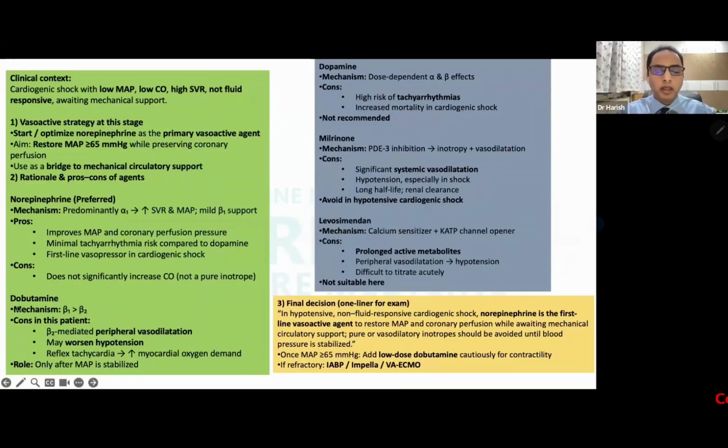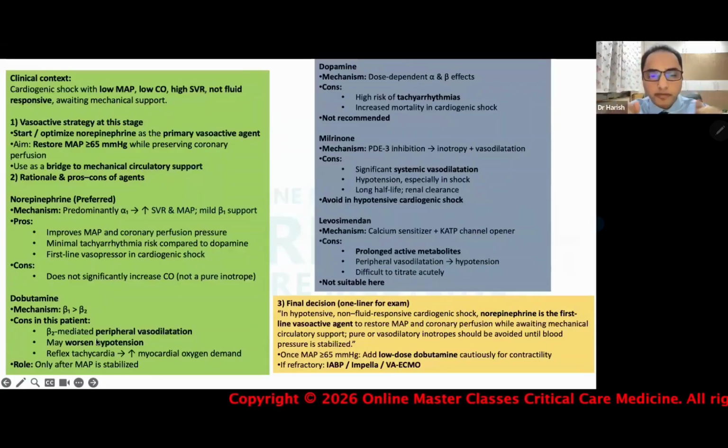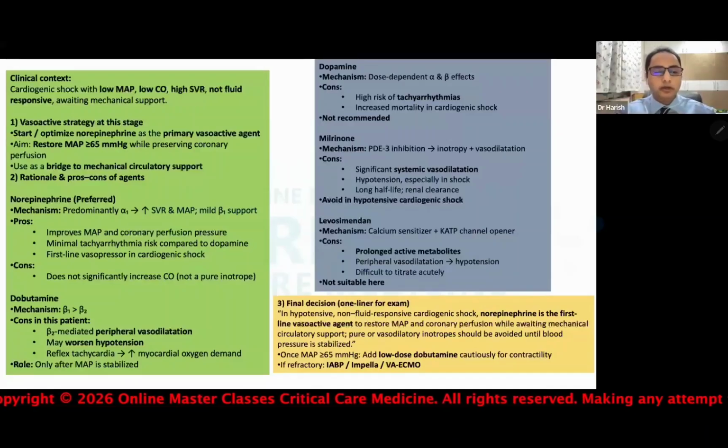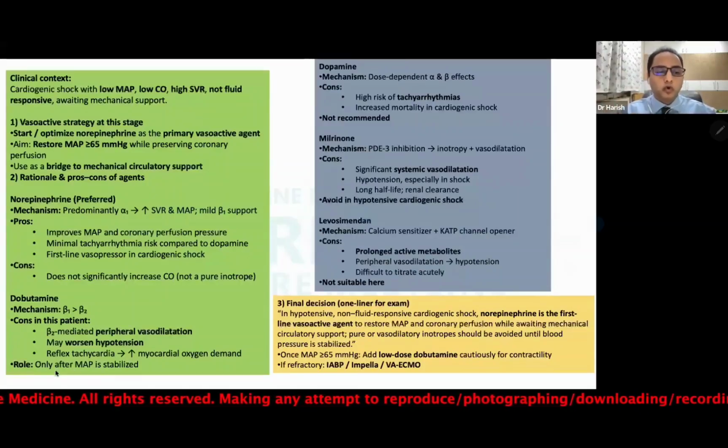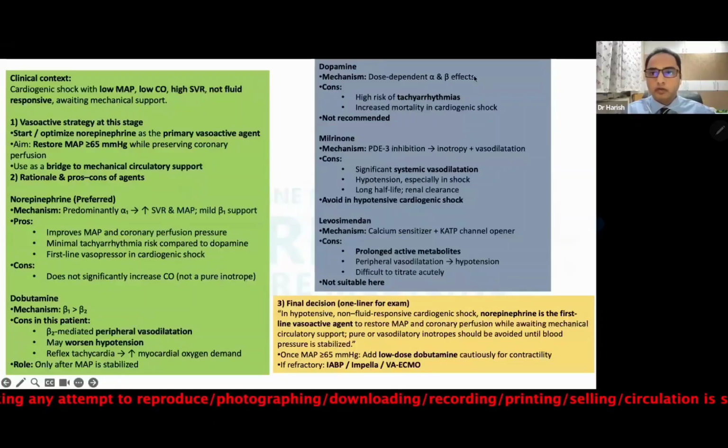Okay, dobutamine. It acts on beta 1 more than beta 2. Through beta 2, it can cause peripheral vasodilatation and a drop in blood pressure, so worsening hypotension, and reflex tachycardia, with an increase in myocardial oxygen demand. So only when we have stabilized the MAP can we use dobutamine. If the patient is hypotensive, it is not an option.